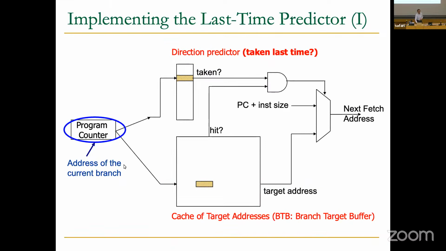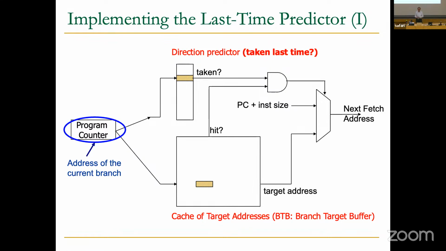So how do you implement this? Essentially, you index this direction predictor with your program counter whenever you fetch the branch. And this table encodes whether the branch at that program counter was taken last time. And you keep updating it based on the outcome of the branch whenever it's executed. Okay? So as I said, this could actually be incorporated into the BTB. You could take this direction predictor and incorporate it inside the BTB, because the BTB is also indexed with the program counter, right? Why not?